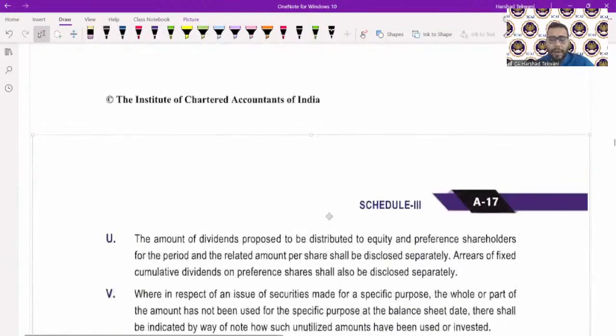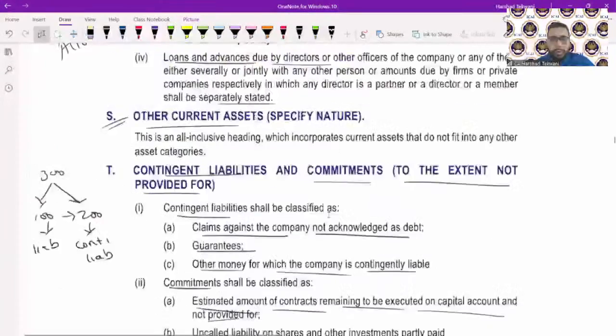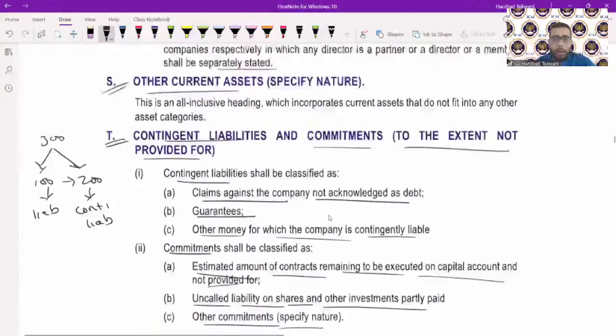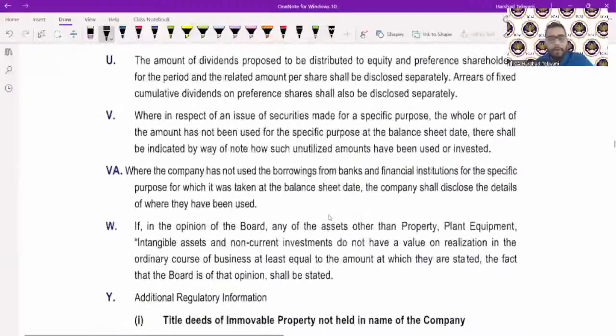I hope I'm clear. Any doubt till now, till this point? Clear? Okay. Now I'm going to discuss certain points, where there were amendments also, plus there are additional disclosure requirements over and above notes to accounts.